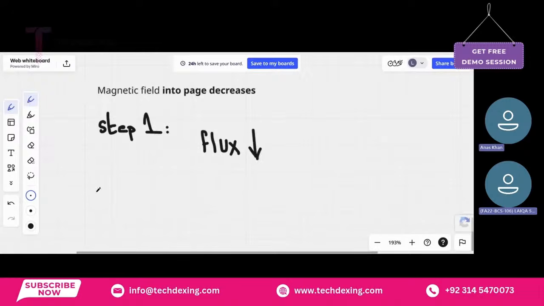In step 2, we have to identify the direction for the induced magnetic field. If the flux is decreasing, the system will try to oppose this change. To increase the flux, because the flux is decreasing, the system will try to increase it. So what should be the direction of the induced field? Should it be into the page so the flux can be increased, or out of the page so the flux can be increased?